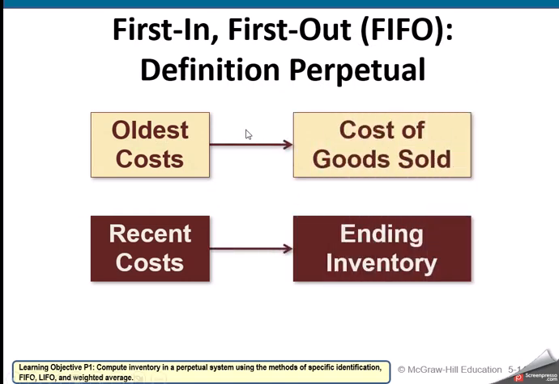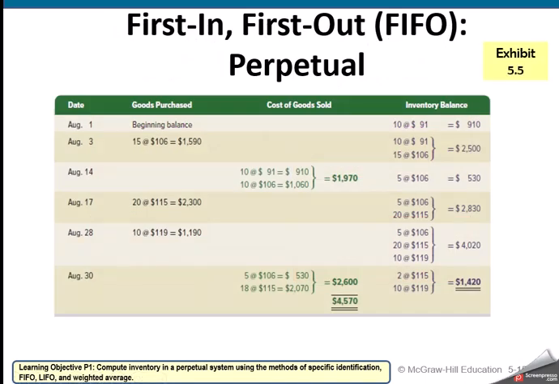Our first in, first out, again, the oldest costs are the ones that are sold. They go to cost of goods sold. The most recent costs are the ones that remain and they're left in our ending inventory. So then we're going to kind of map them out to say, okay, here's our purchases. So if we had a beginning balance of 10 units at $91, and if we sold 20, our first 20 units that are sold are going to come out of our beginning inventory, and then the other 10 are going to come out of the next purchase. So that leaves 5 of those left.